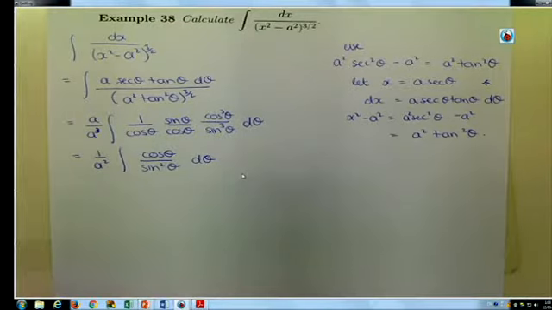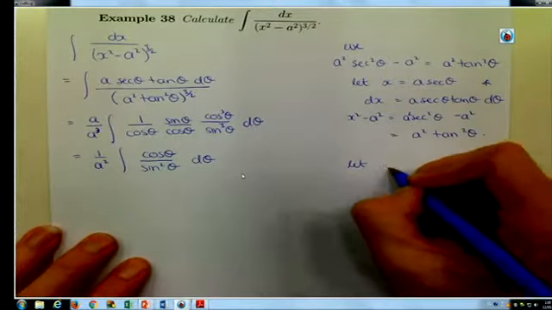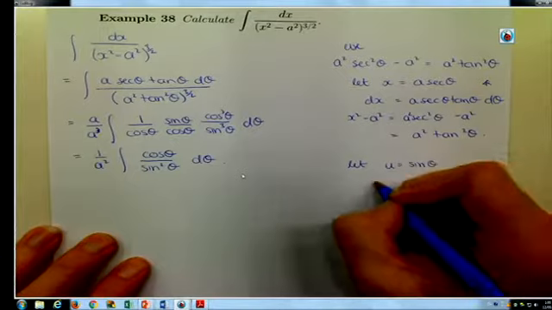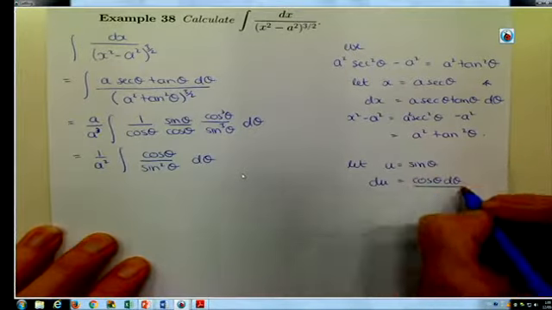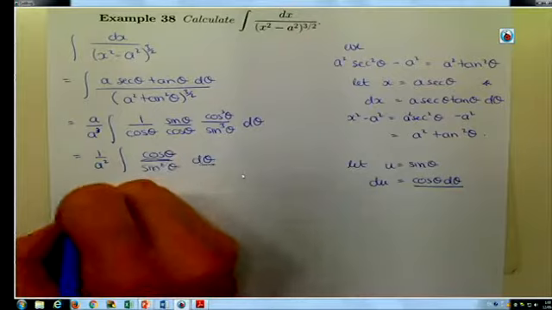How are you going to integrate this one? Yeah, he said that. You can have a lolly too. We're going to do a U substitution. What's going to be our U? Sine? Yeah? Sine theta. So this is what we're going to replace, cos theta d theta.